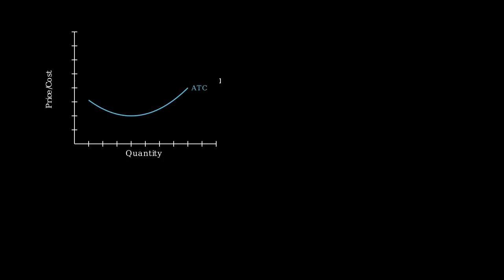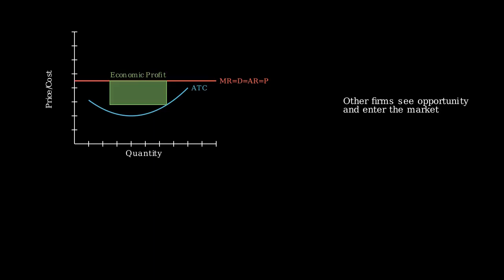Now imagine a firm is earning positive economic profit. This means their total revenue is greater than their total costs. Refer to the graph below. There's a green rectangle between the MR-DARP line and the average total cost curve. This rectangle represents the firm's economic profit.